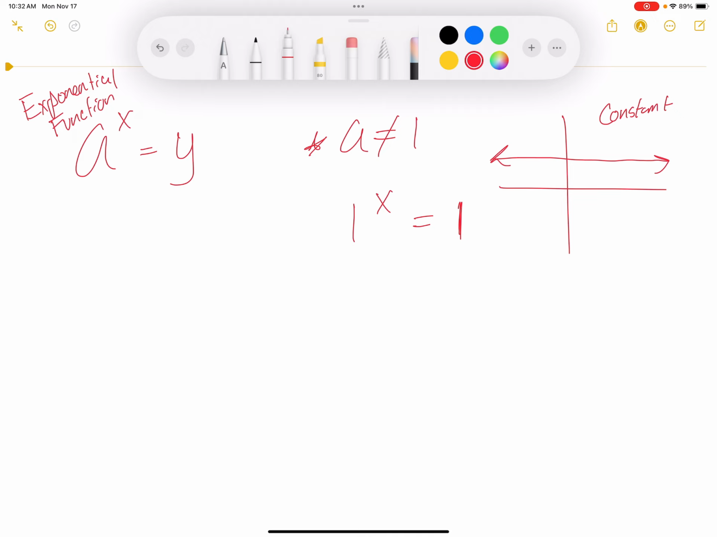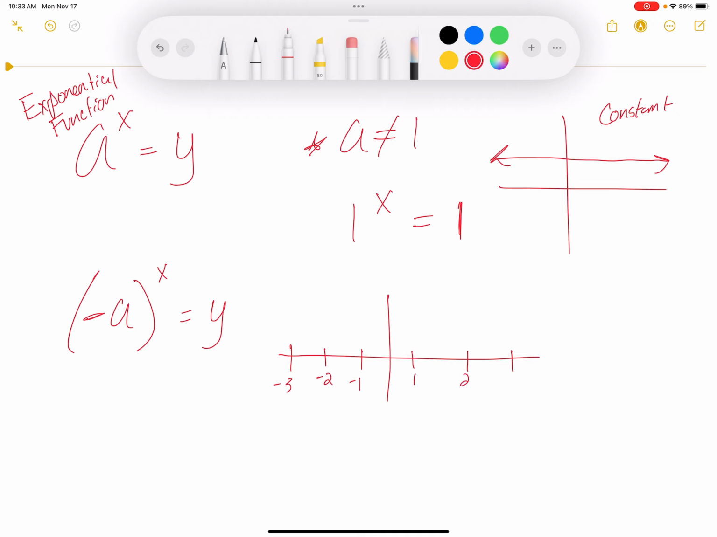So what's another limitation? Well, let's imagine that a was negative. If I let a be some negative number, so negative a to the x equals y, then as the value of x changes, let's go a couple in the positive and the negative: -3, -2, -1, then we got 0 and 1, 2, 3. You can let a be any number you want. In this case, we'll just think of it like a 2, not that it matters, just so you can understand where I'm coming from.